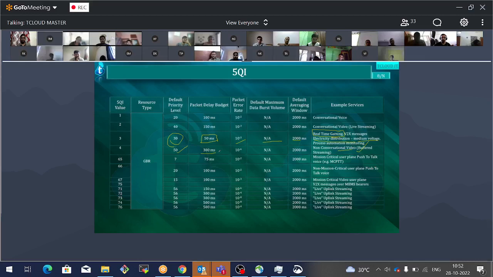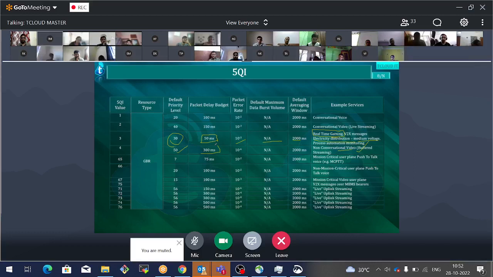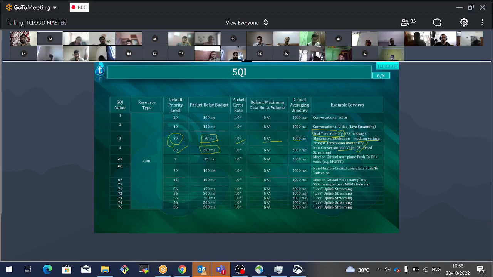Some V2X messages, live uplink streaming. This is kind of downlink streaming. This is uplink streaming. When you are sending the uplink, the value is 56, lower priority. And there are different 71, 72, 73, 74, 76. All of them are having the same priority level, but their delay budgets are different. One has got 150, the others have got 300, 500, with different delay budgets and different packet error rates.